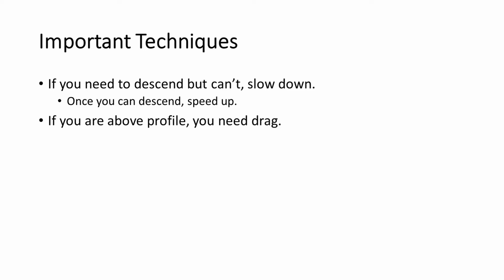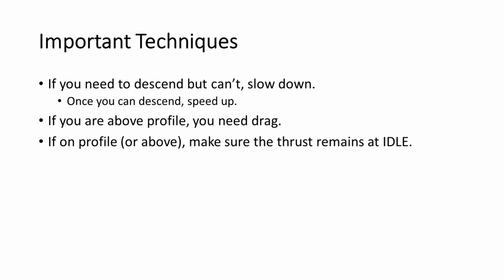And if you are above profile, you will need drag. We just discussed that. The other important thing is, if you are on profile or above profile, you need to make sure that the thrust remains at idle. That is very important. Now, that is not so easy to do, depending on the situation you are in. It's of course easy if you fly manually, you just close the thrust lever. But using the FCU, it requires a bit of thought usually. But if you use open descent, it will definitely put the thrust at idle. Any other mode, then you have to make sure that the speed bug is set below the current speed. That will make sure the thrust remains at idle.